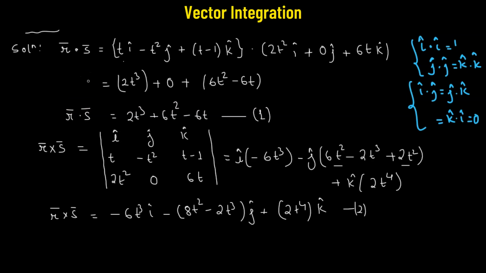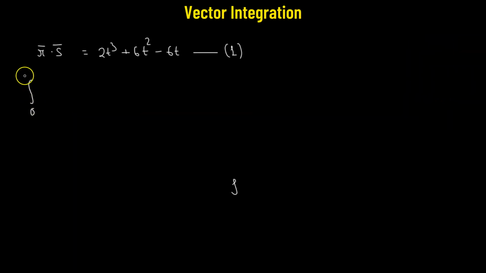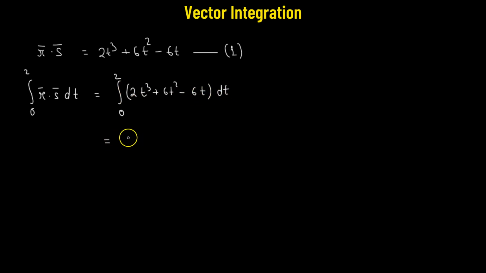So let's do that. We'll integrate from 0 to 2 vector r dotted with vector s dt. So this will be simply equal to the integration going from 0 to 2 of 2t cubed plus 6t squared minus 6t with respect to t. Now this is simply equal to 2 times the integral of t cubed dt plus 6 times the integral of t squared dt minus 6 times the integration of t dt. All we've done is separate the integrals, so we'll integrate each of them, with the limits going from 0 to 2.